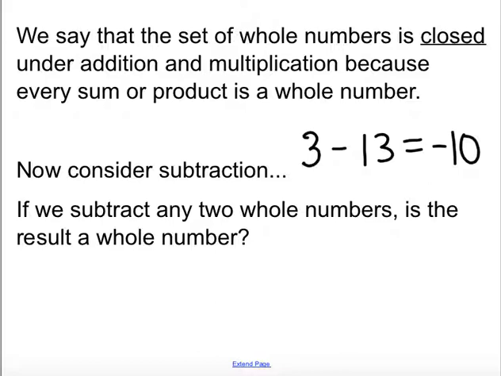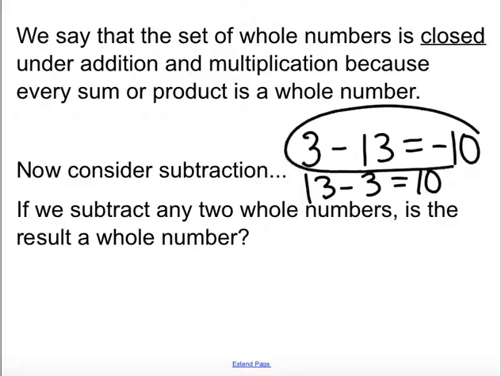I just need one example to make it open. There are many examples where it does work. Even if we did 13 and 3. That gives me 10, and that's in the whole numbers. But regardless, I have an example where it doesn't work. Therefore, subtraction is open for the whole numbers.